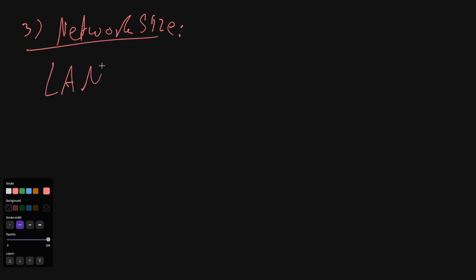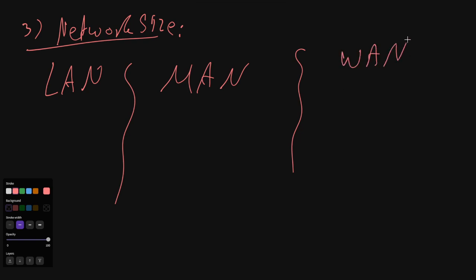The third thing we're going to talk about is the network size. Based on size, there are different structures for the network. It can be a LAN, or it can be a MAN, or it can be a WAN. These are very, very popular.